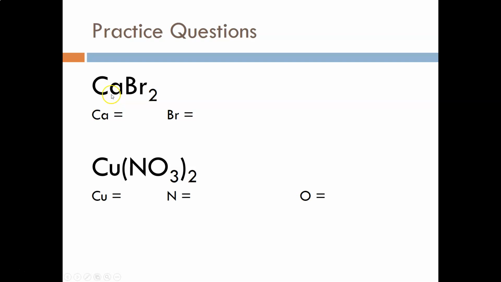So for the first one up here, there's 1 calcium. There's no subscript here, so it's just a 1. And I have 2 bromines. Down here, I have parentheses, so I have to be careful. The copper is not inside the parentheses. There's just 1 copper. I have 2 of these packages here, so I'm going to distribute, so I have 2 nitrogens, and instead of 3 oxygens, I have 6.